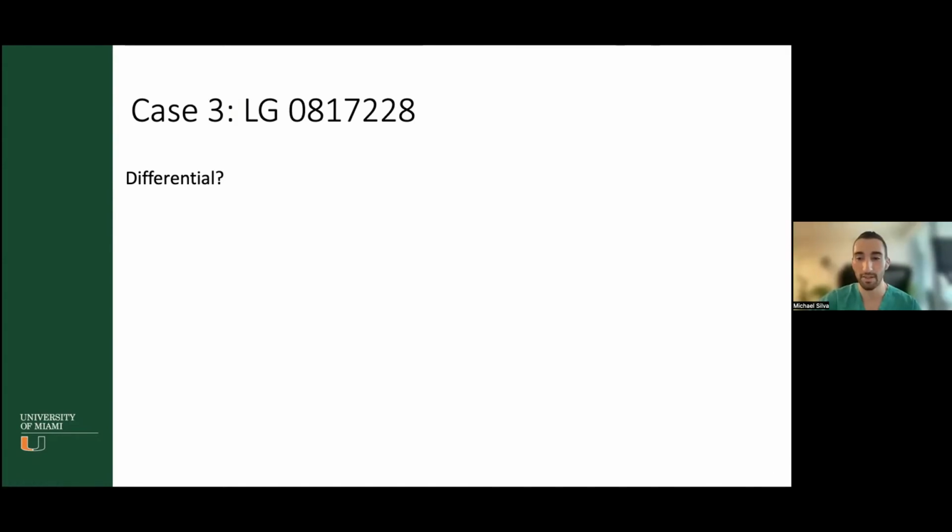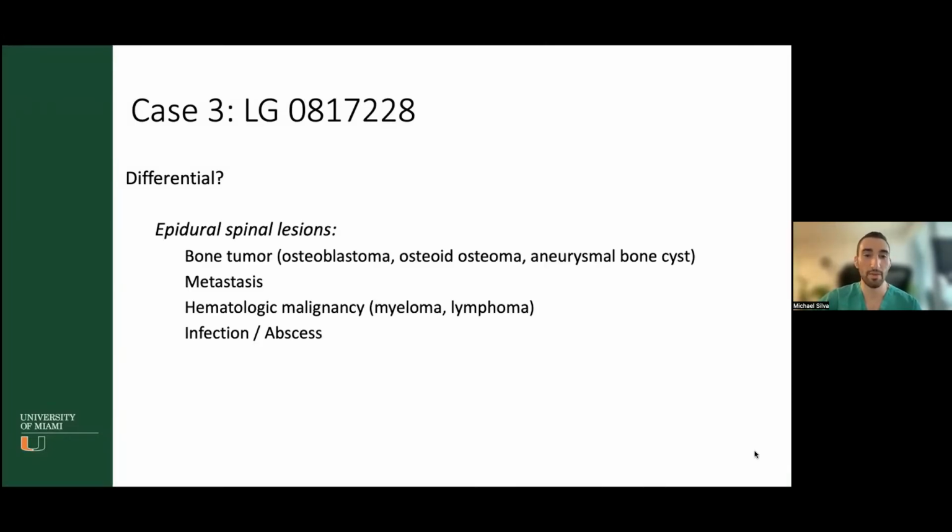Exactly, yeah, that's perfect. Just think geographically where this is, and outside the dura is the bone. So for an epidural spinal lesion: any primary bone tumor, osteoblastoma, osteoid osteoma, aneurysmal bone cyst; metastasis, as you mentioned, the patient has two active primary cancers; hematologic malignancy, myeloma, lymphoma; or, like you said, lower on the differential, an infectious etiology. This patient didn't have any infectious signs at all.